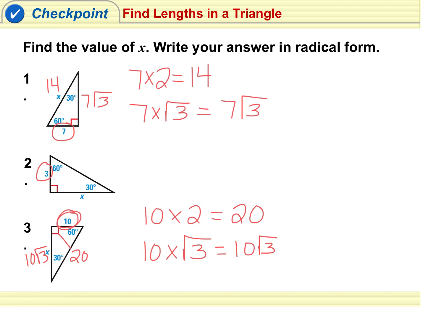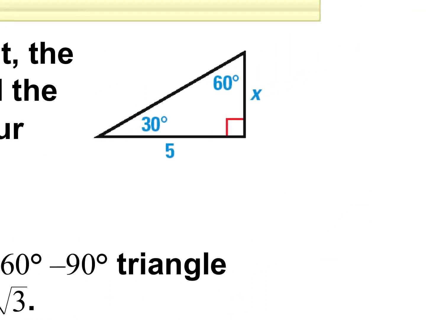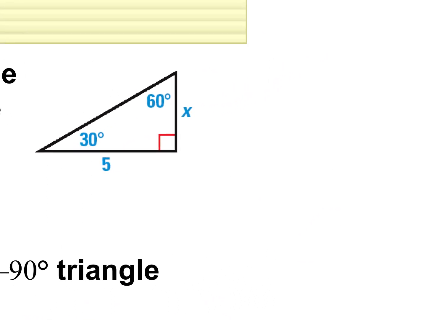But what if they don't? Let's do a couple examples like that. We're still going to start by circling our short leg. What is my short leg on this one? X, so circle your short leg. That's the first thing we want to find. If they don't give us the short leg, that's the first side that we want to find.